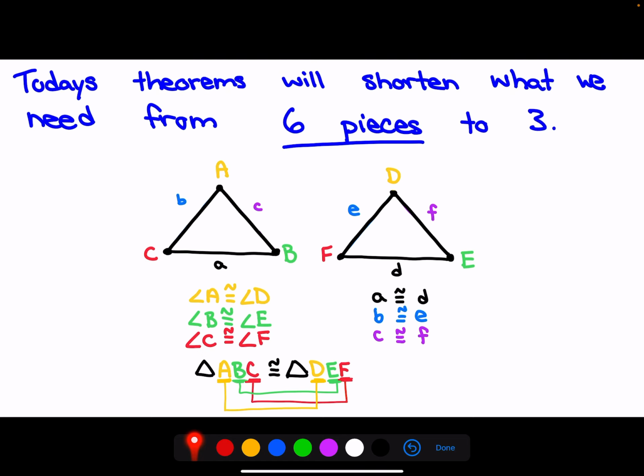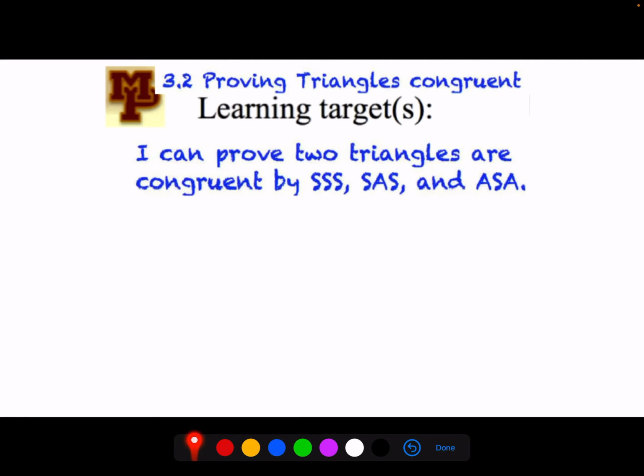So when we covered our last video, we needed 6 pieces to prove that two triangles were congruent. We needed 3 angles, and we needed 3 sides. So we needed 6 entire pieces. Today, we're going to shorten that from needing all 6 pieces to just needing 3 pieces total. And those deal with these 3 acronyms.